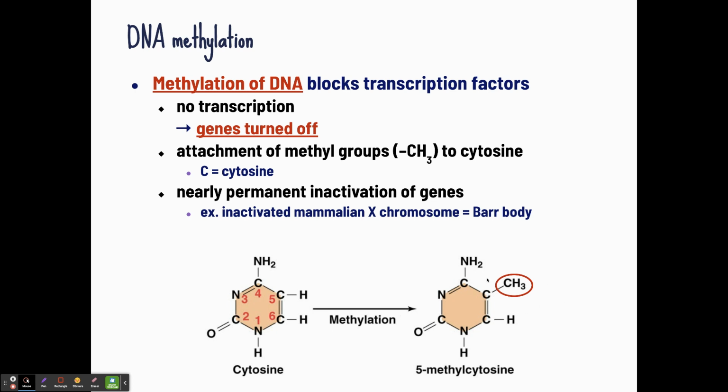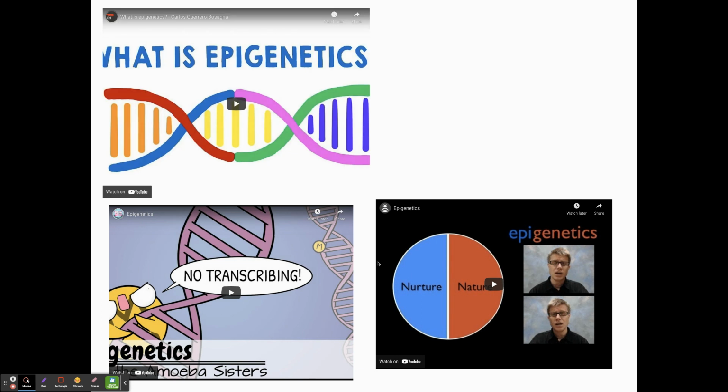Methylation means that we add this CH3 molecule to cytosine, to our nitrogen base. So if a gene is methylated, there is no transcription. That means transcription is blocked. No DNA to RNA. It has a big factor in what is known as epigenetics.